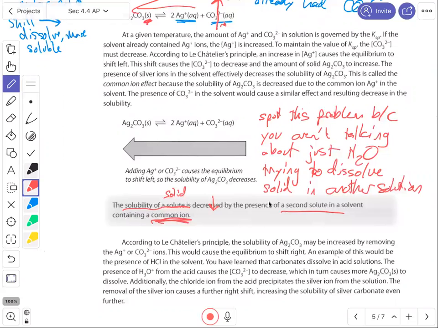Will any of that ever cause it to shift right instead? No.